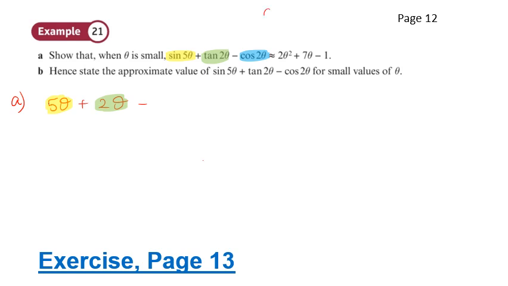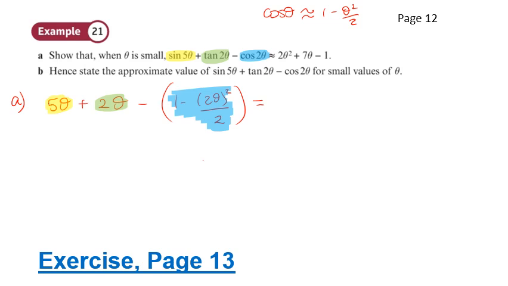So cos of theta on its own was approximately 1 minus theta squared over 2. So I'll use that, but instead of theta, I'll do 2 theta. So I'm going to do 1 minus 2 theta squared over 2. I want to subtract all of that blue stuff. So that's my approximation for cos of 2 theta. And now I just need to simplify it.